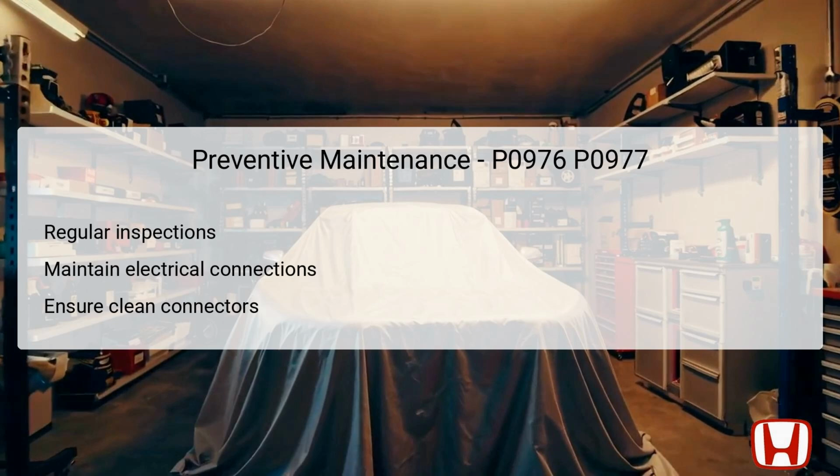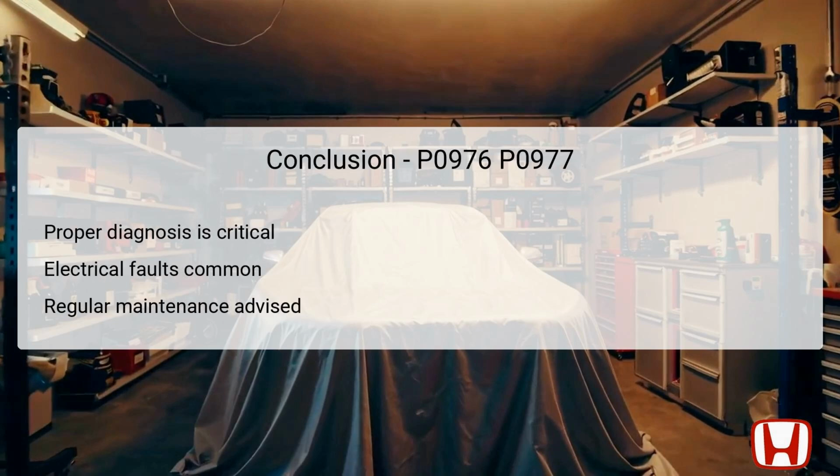Establishing a preventive maintenance routine allows for timely identification and resolution of minor issues before they escalate into larger problems. In conclusion, correctly diagnosing DTCs P0976 and P0977 is essential for maintaining the functionality of the Honda Accord's transmission system. Both trouble codes highlight electrical issues rather than mechanical problems, requiring focused troubleshooting strategies to identify faulty components.